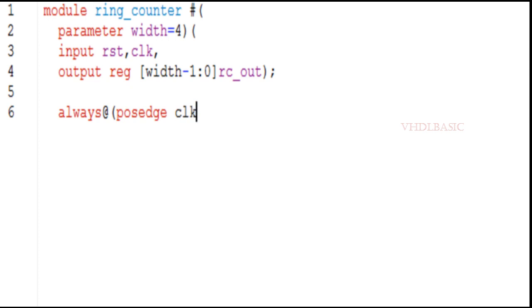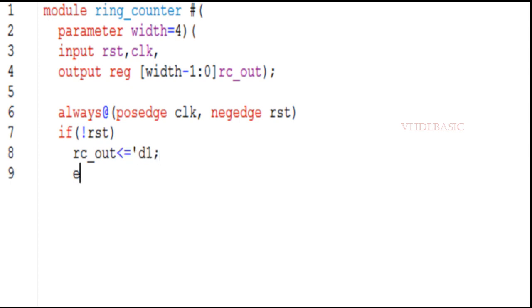Here if you see, I am creating ring counter which has 4-bit width actually. So there are two inputs, reset and clock, and output will be with width-1 down to 0. Here width is 4, which means this is 3 down to 0. So inside always I'm checking false edge of clock as well as neg edge of reset. So this is asynchronous reset.